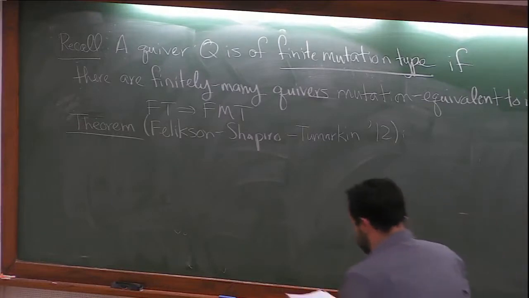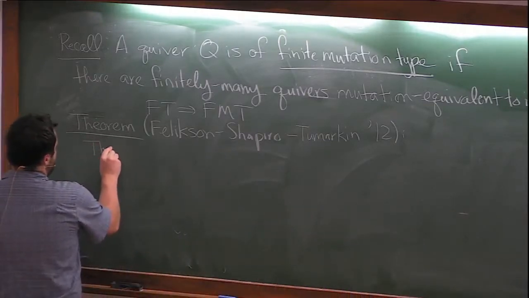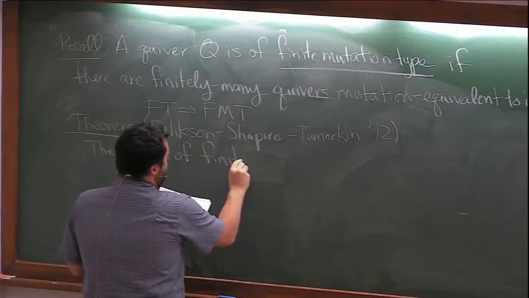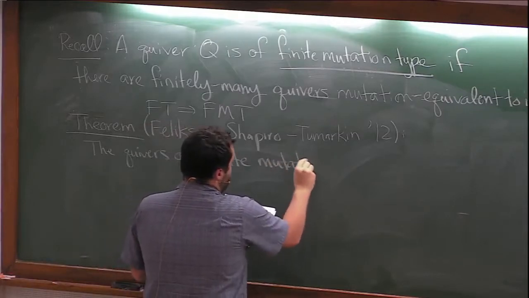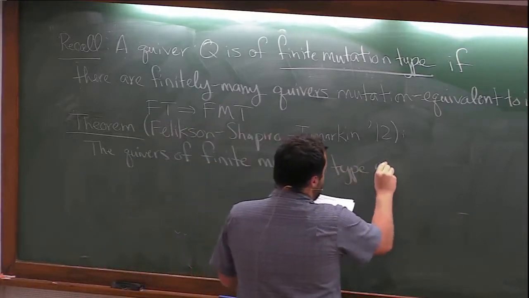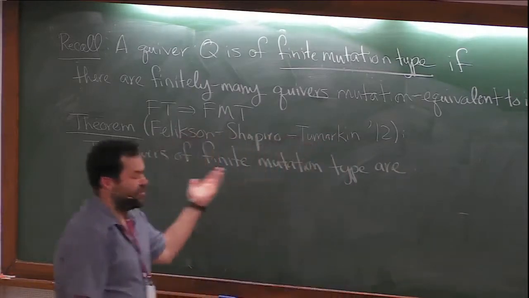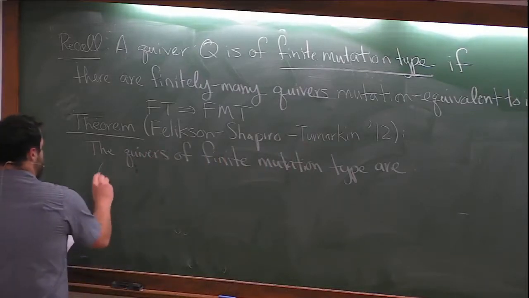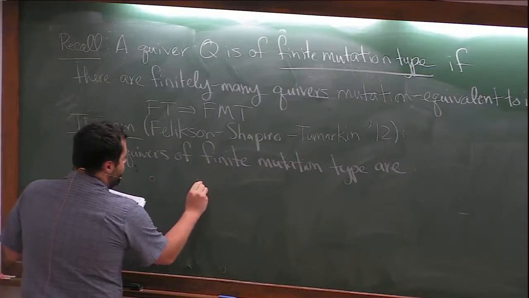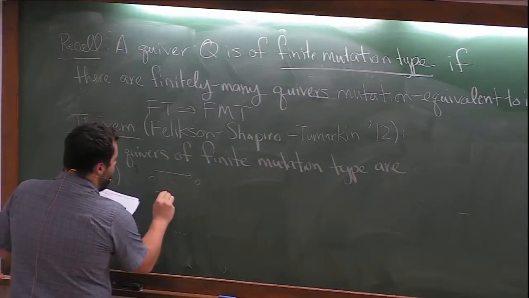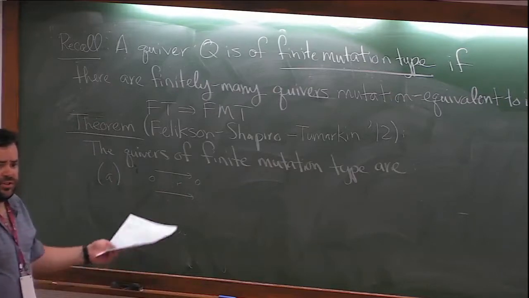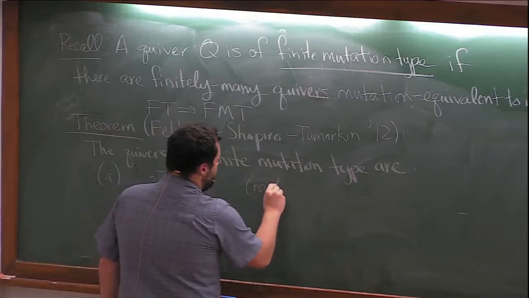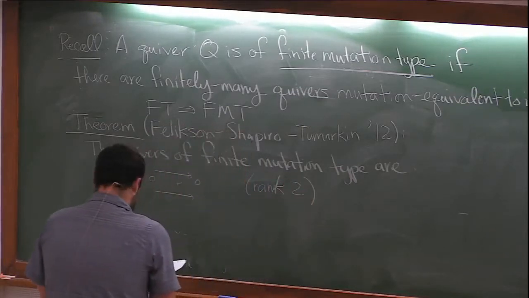So it says that quivers of finite mutation type, meaning the cluster algebras that come from these quivers, are: first, 2 nodes and R many arrows in between them. Okay, so these are all the rank 2 cluster algebras. Okay, so rank 2. All right.